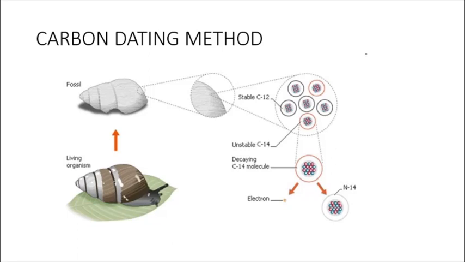And due to this, in dead bodies, the ratio of carbon 14 and carbon 12 changes continuously as time passes. So, the death of a plant or animal can be calculated by measuring the ratio of carbon 14 to carbon 12, and by this we come to know the time of death of that particular organism. This is called the carbon dating method.